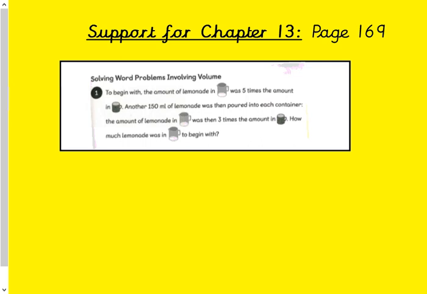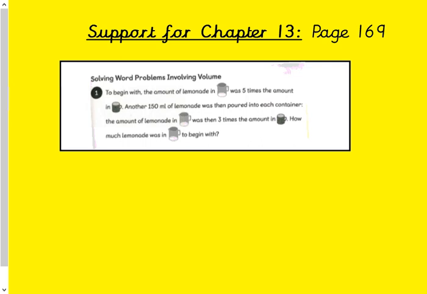Whenever I face a tricky problem, the first thing I do is read it aloud, which you can do with me now. Track it with your finger, and then when I finish reading, pause the video and read it to yourself to make sure you fully understand what you are being asked to do. Get ready. Solving word problems involving volume.